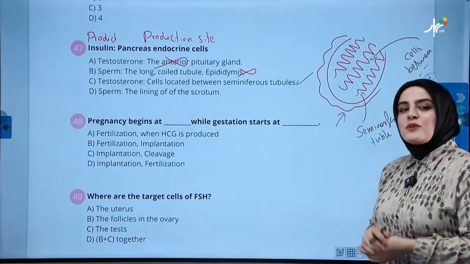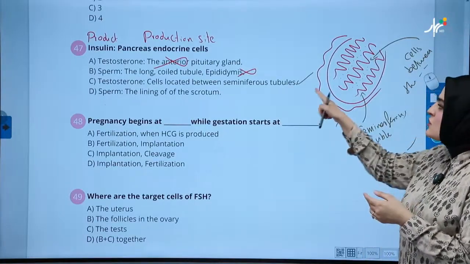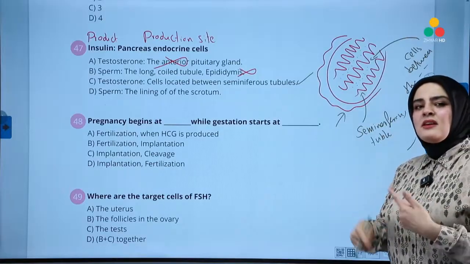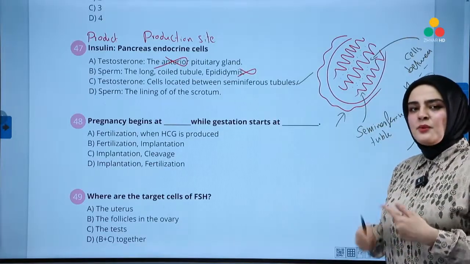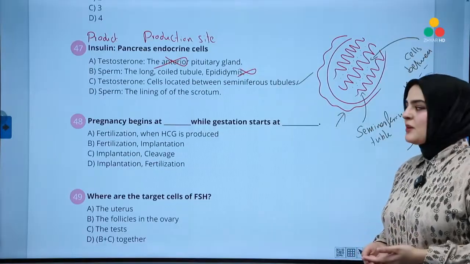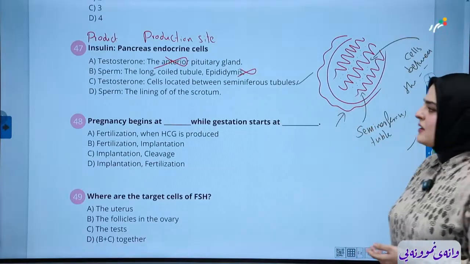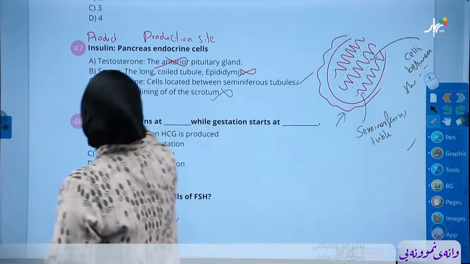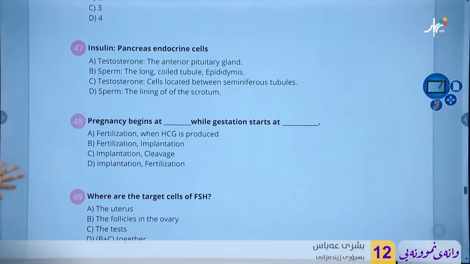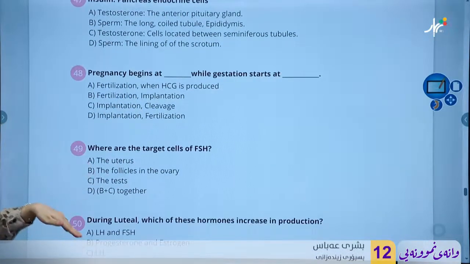Got it? So they have to be close because testosterone makes sure that the testes create the sperm and it's continuing. Without it, you cannot have enough sperm production. That's why they're close by. The answer is C here. Good question. Let's go for 48.